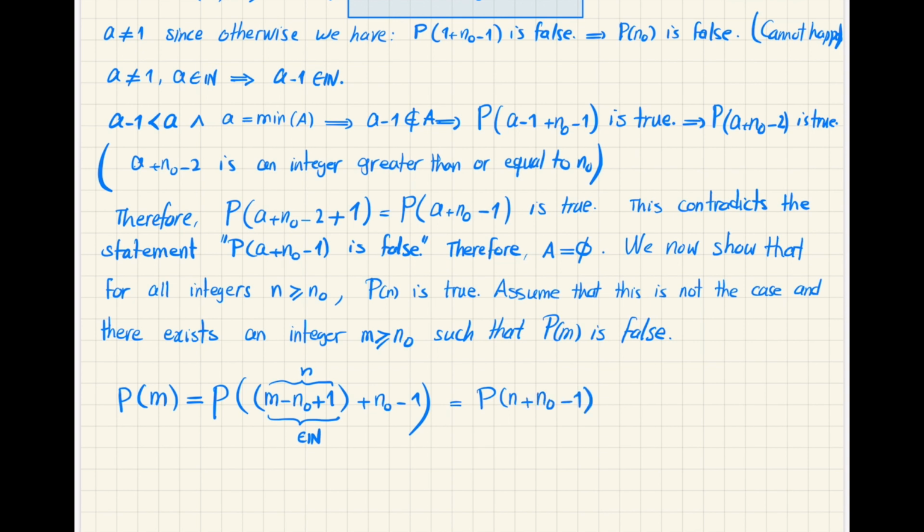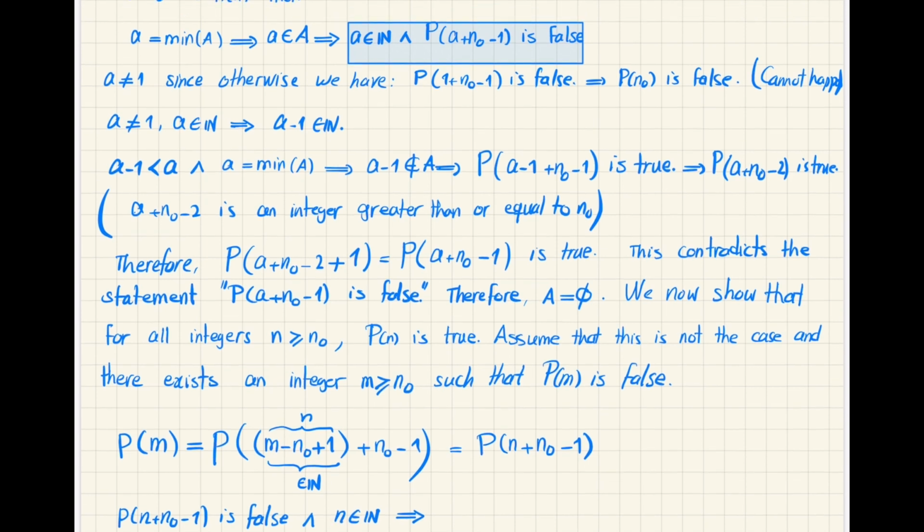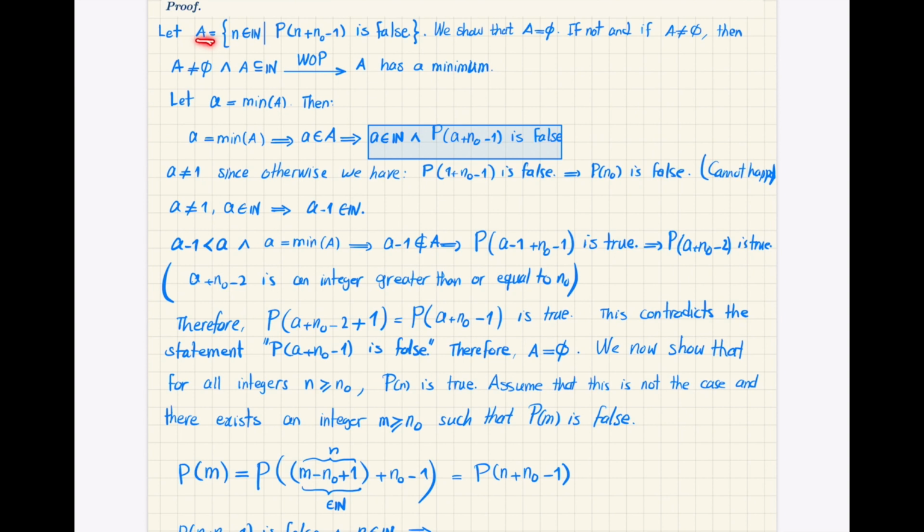What I learned is that P of n naught, which is a false statement, means that this is also a false statement, because this is exactly P of n naught. So I would say that P of n plus n naught minus 1 is false. And we know that this n belongs to the set of natural numbers. Now if I ask you to which set this little n belongs, you will immediately answer the set A that we started with.